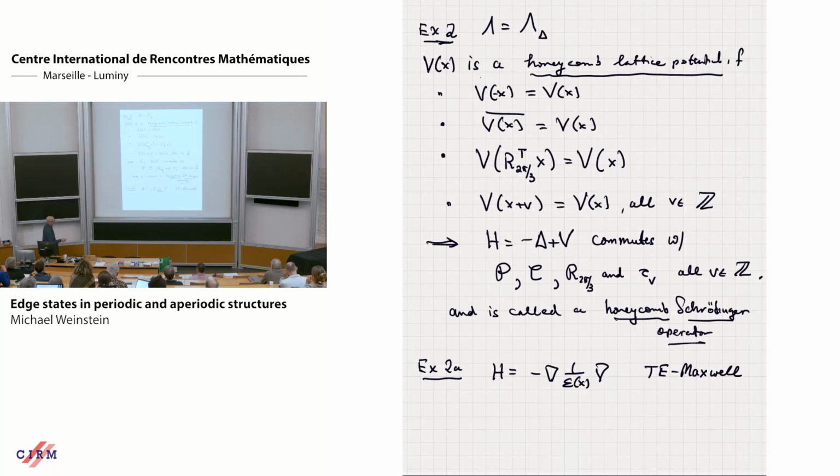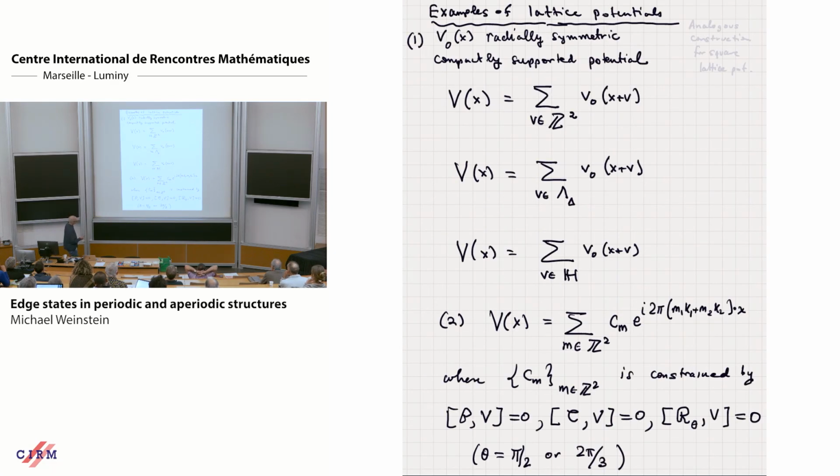Okay, so those are honeycomb Schrödinger operators, and a similar discussion holds for, say, the Maxwell equations. So what's an example of a honeycomb potential? Well, I could take a radially symmetric function, V0, which is, say, compactly supported, and I could place and center those radially symmetric functions at the vertices of whatever lattice.